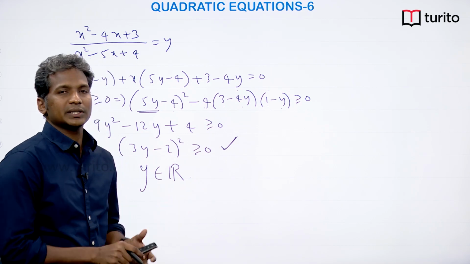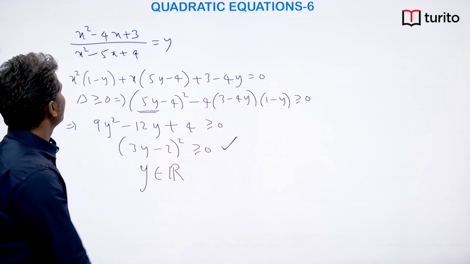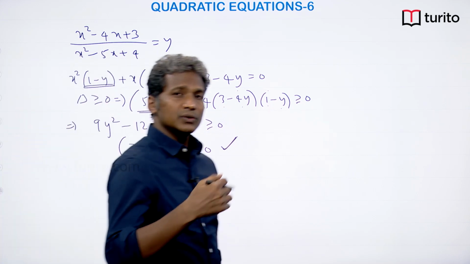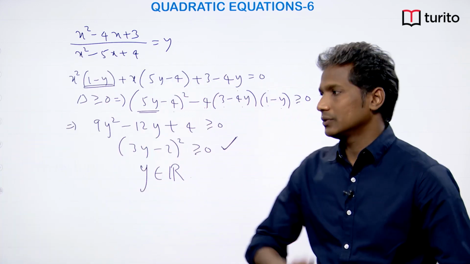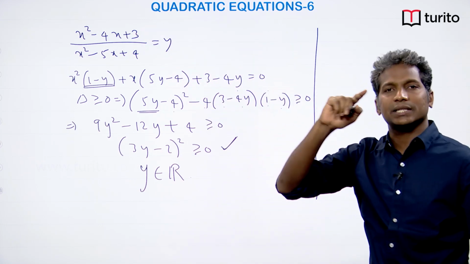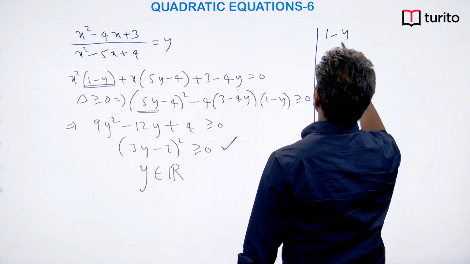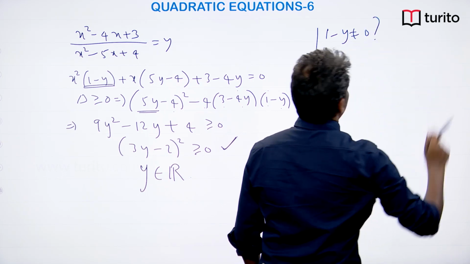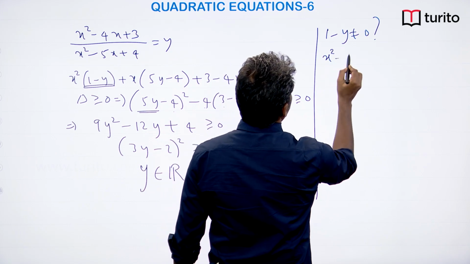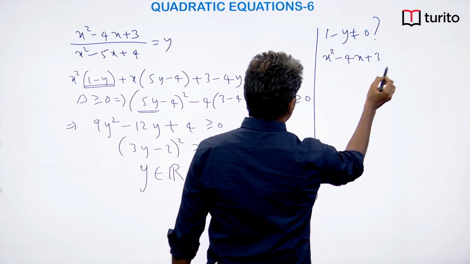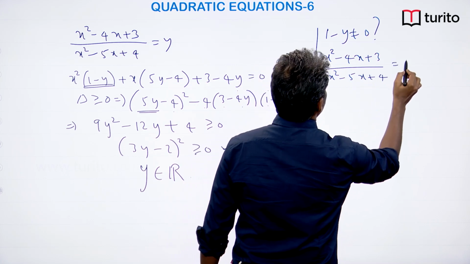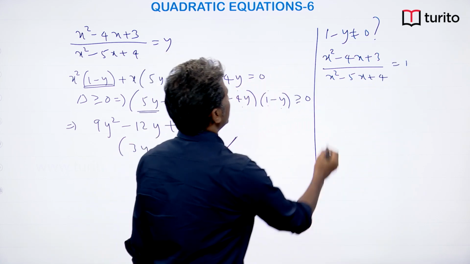No, not so fast. What is our step that we have to check? We have to check if this 1 minus y is equal to 0 or not. Okay. So for that we equate this function to 1 and check. So basically we are verifying this statement. Okay. So how do we do that? We equate this to 1 and verify. Okay. So what do we get here?